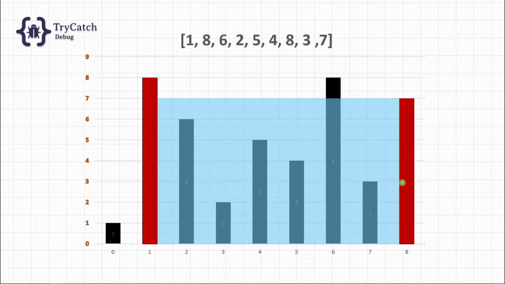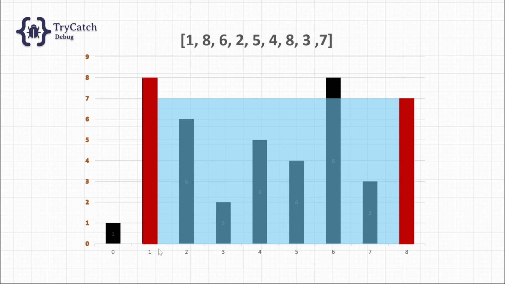So the maximum water these two lines can contain is 7 into 7. The height of the water can be of maximum 7 because anything more than that will overflow. So this is a square, and height is 7 and breadth is also 7. Area of the water will be 49.